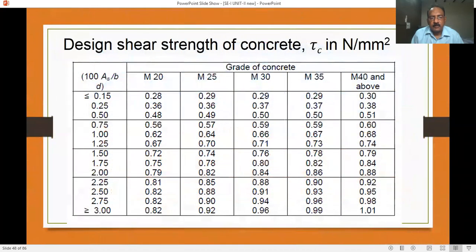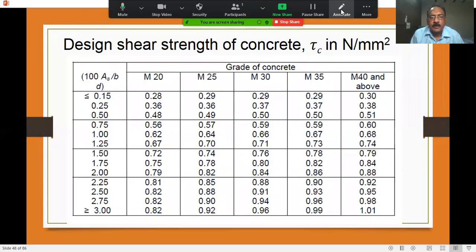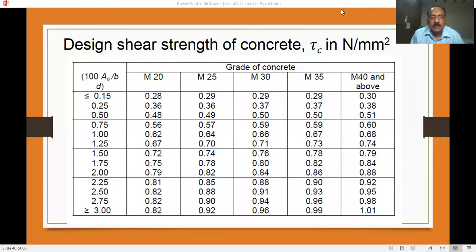In continuation with the previous video, the table as per class, here is the percentage of steel. Observe here, as I explained in the previous class, this depends upon this PT. What is 100% of steel? PT equals As by B into D, that is BD. Okay. So 100. This is PT, that is percentage of steel.